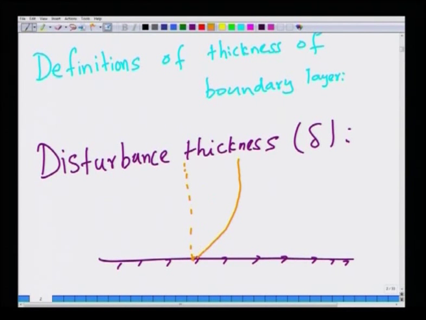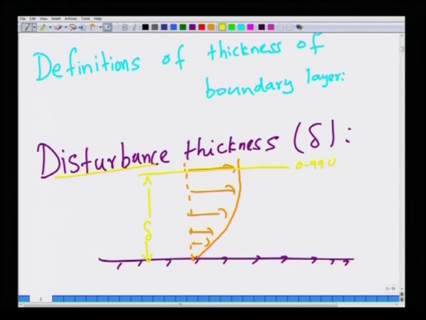But the way in which the velocity approaches the free stream velocity is not abrupt, it is only gradual, or it is asymptotic. So, there is no single point where the velocity is exactly equal to the free stream velocity, it slowly approaches the free stream velocity. Therefore, we can define delta as follows. Suppose you ask the question, at what thickness is u, the velocity in the boundary layer, 99% of the free stream velocity? That is called the disturbance thickness.